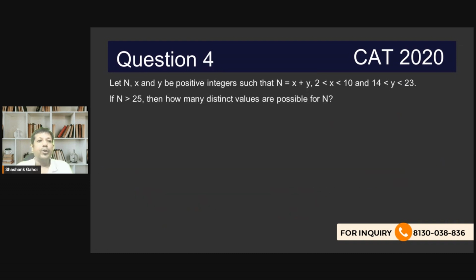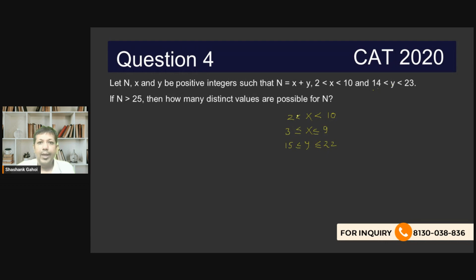Now, let's move on. What does it say? X and y are positive integers such that x plus y is equal to n, and x lies between 2 and 10. Now the question says x and y are integers. It means the maximum possible value cannot be 10. The maximum possible value of x is going to be 9. So x should be smaller than 10 and greater than 2, so x ranges from 3 to 9. This is what we have. Now similarly, y is also a positive integer. So y is greater than 14, so the smallest value of y is going to be 15, and less than 22.